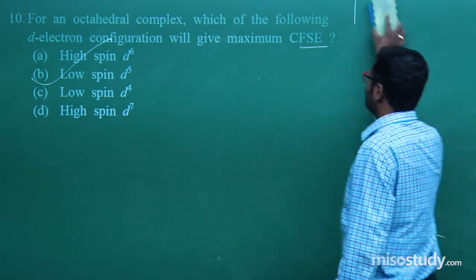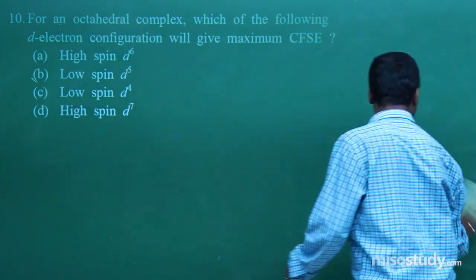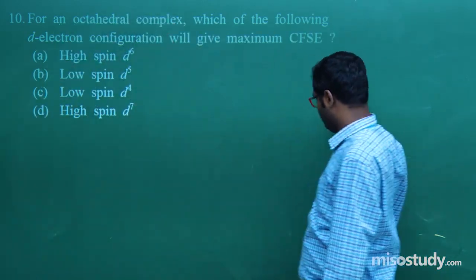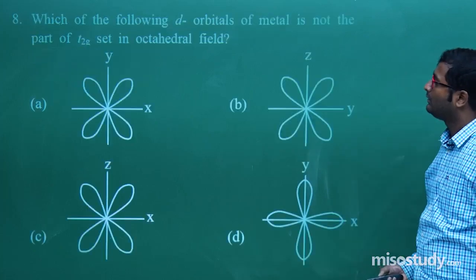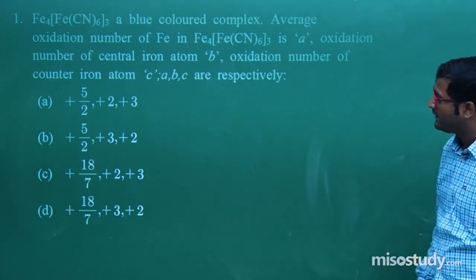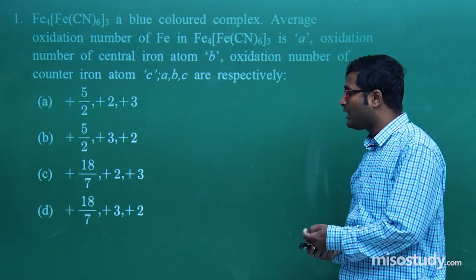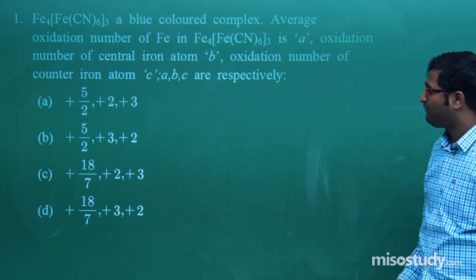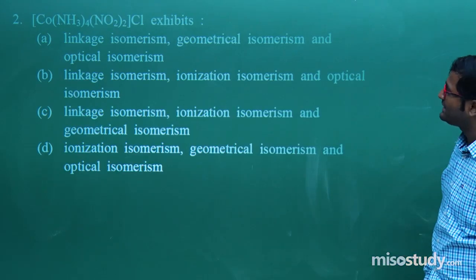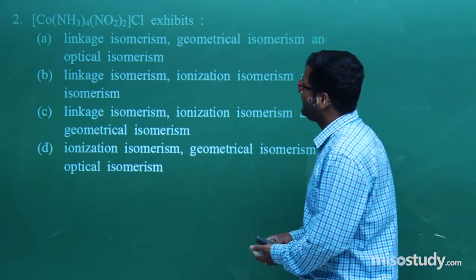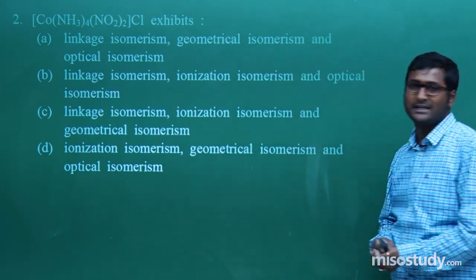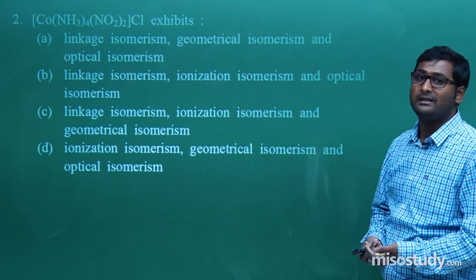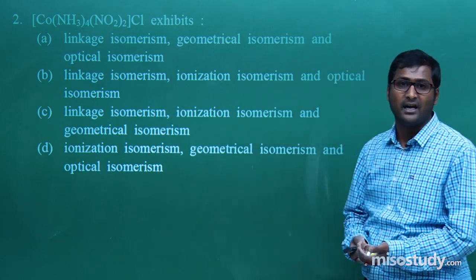So we review the answer again. Wait for a moment. Now for this question, tell me what is the option. This is one of the best questions. C option, plus 18 average oxidation state, plus 18 upon 7. For B plus 2 and for C plus 3. Now for the complex, as I told you, it shows linkage isomer, it can show ionization isomer, it can show geometrical isomer A4B2, but optical isomer is not possible. There is an involvement of plane of symmetry.